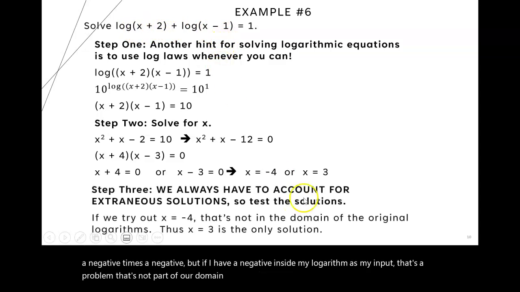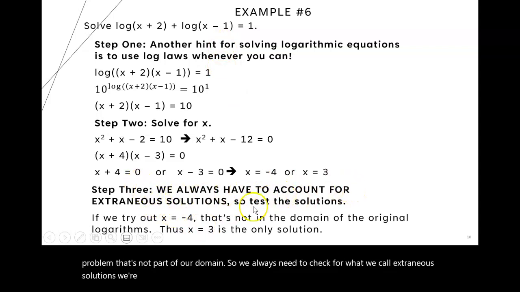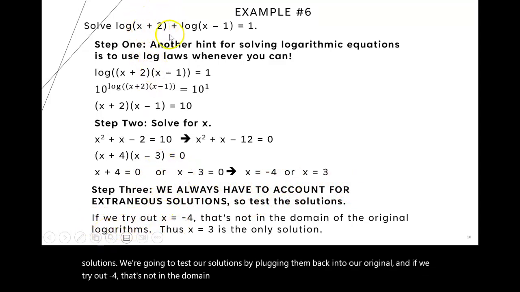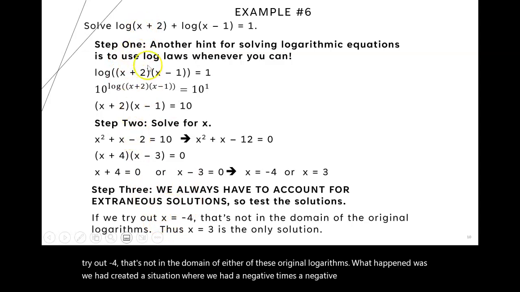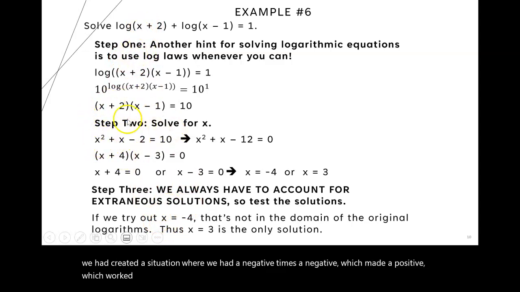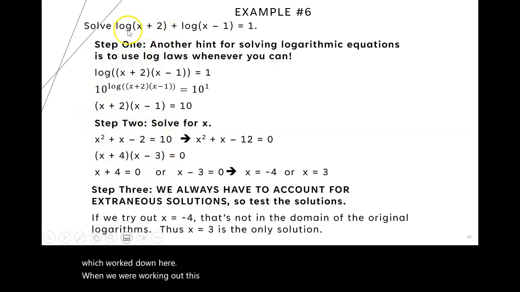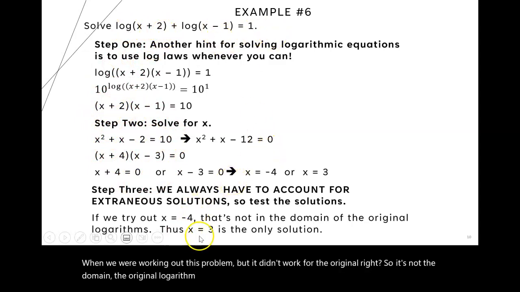So we always need to check for what we call extraneous solutions. We're going to test our solutions by plugging them back into our original. And if we try out -4, that's not in the domain of either of these original logarithms. What happened was we had created a situation where we had a negative times a negative, which made a positive, which worked down here when we were working out this problem, but it didn't work for the original. So it's not in the domain of the original logarithm, and x equals 3 is, so x equals 3 is the only solution that works.